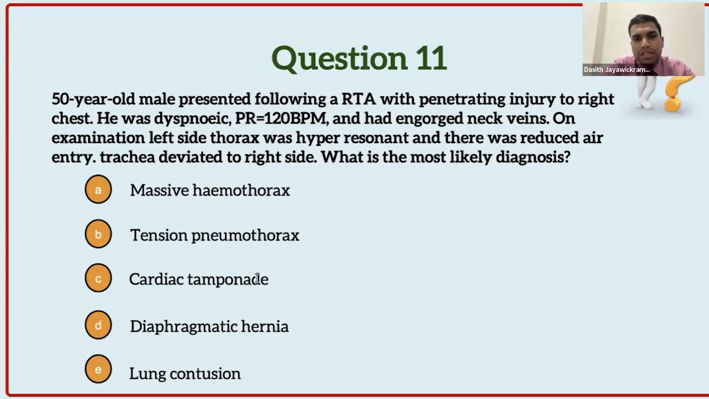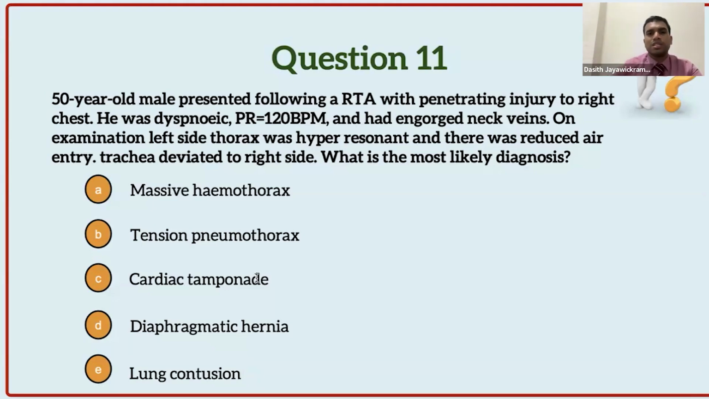A 50-year-old male presenting with an RTA with a penetrating injury to the right chest. He was dyspneic, pulse rate 120 beats per minute, and had engorged neck veins. On examination, the left side of the thorax was hyperresonant with reduced air entry, and the trachea was deviated to the right side. What is the most likely diagnosis?